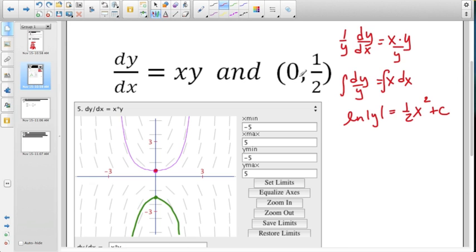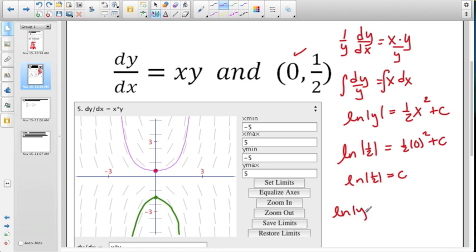So looking at the initial conditions here, we want this purple solution here, we want to go through 0, 1/2. So we have the natural log of 1/2, that's the value for y, equals 1/2 times 0 squared plus c. So our constant of integration is the natural log of 1/2. So our particular solution looks like the natural log of the absolute value of y equals 1/2 x squared plus the natural log of 1/2.